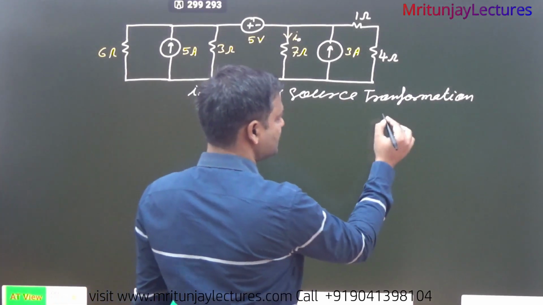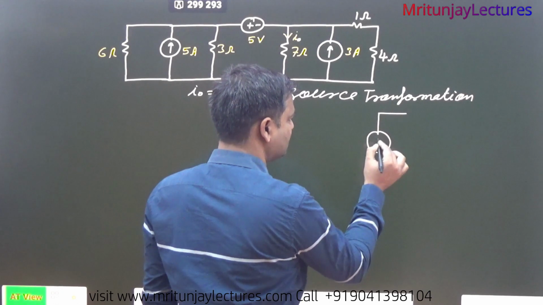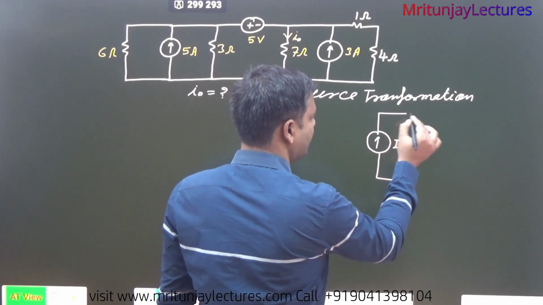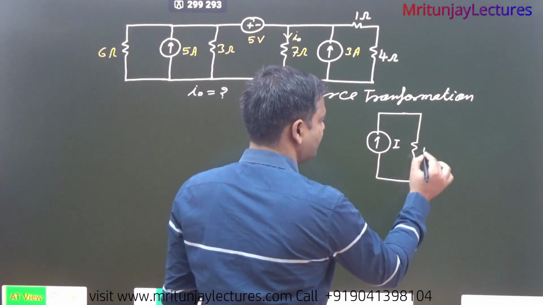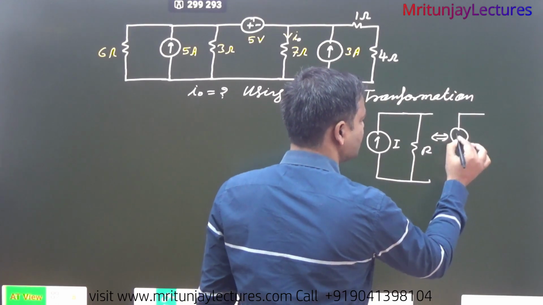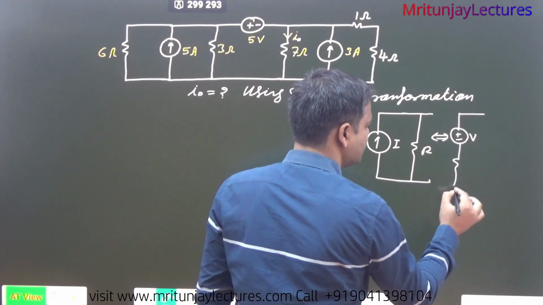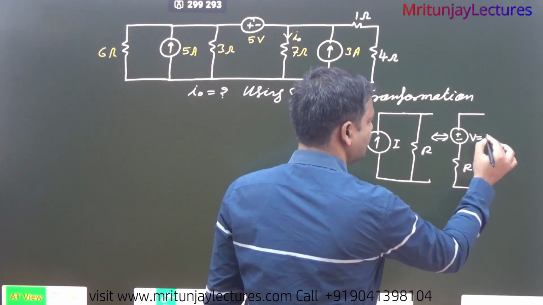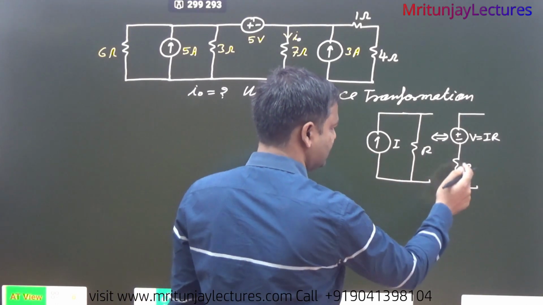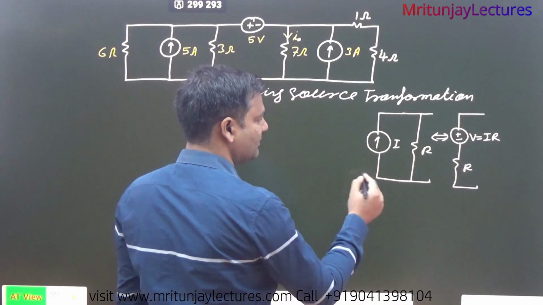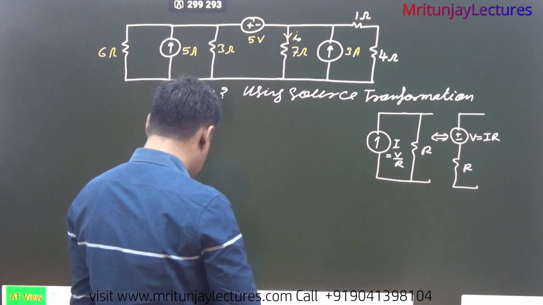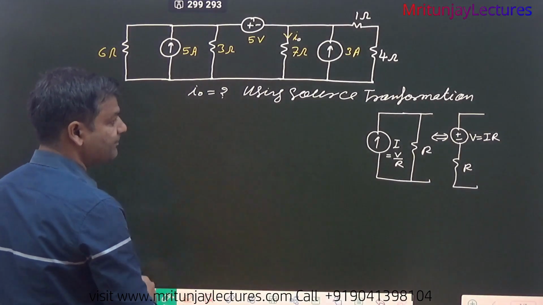Source transformation means if a current source like that one, I, and a resistance are given in parallel, then that one is converted into a voltage source, here plus minus V and resistance R. And what about V? V is equal to IR. Clear? And if voltage and resistance are given in series, then what about I? I is equal to V by R, and the current direction is always decided by the voltage polarity.